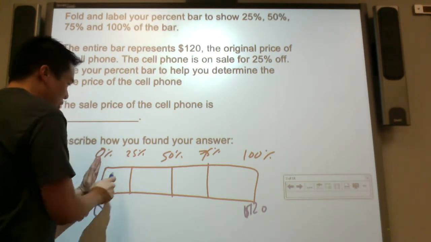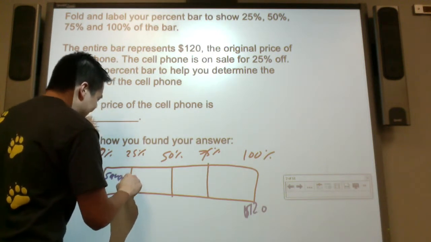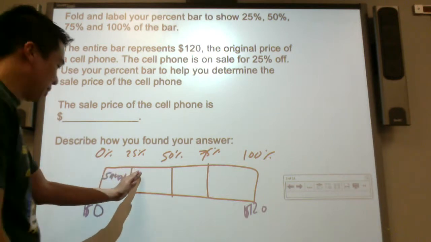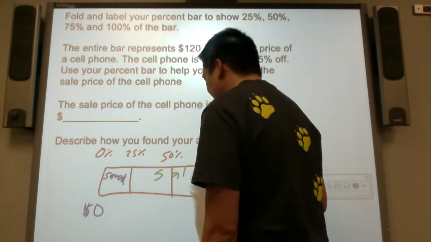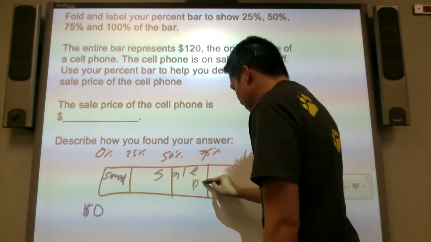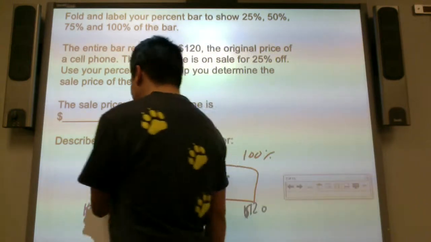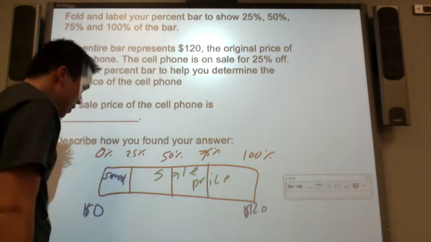So from 0 to 25%, this is what you will save. This is how much I saved. But from here to here, that's the sale price. This is how much I'm going to pay. So this is my discount. This is how much I'm saving. And this is the sale price. So let's see if I can put in some numbers.